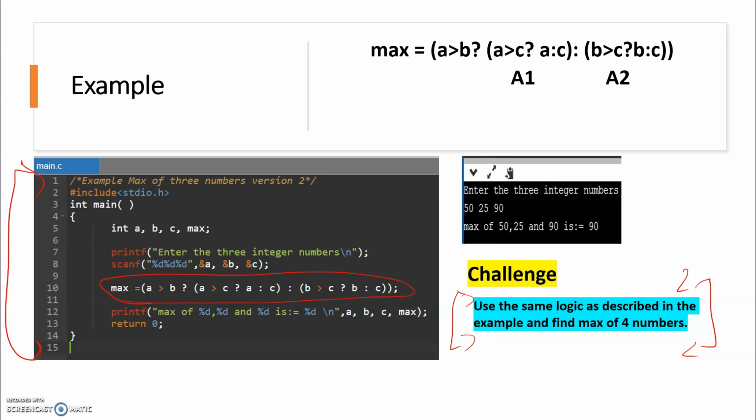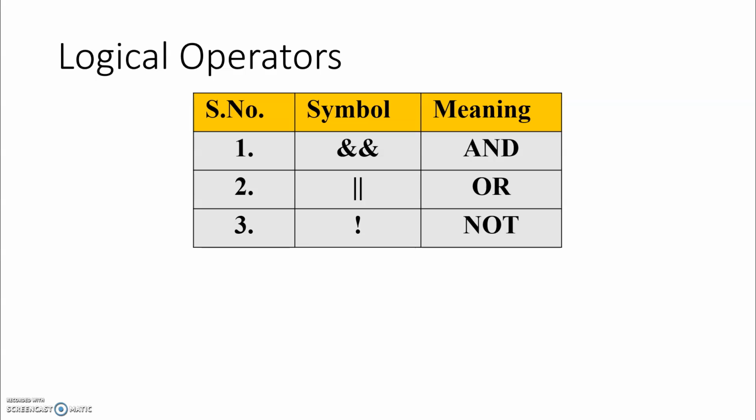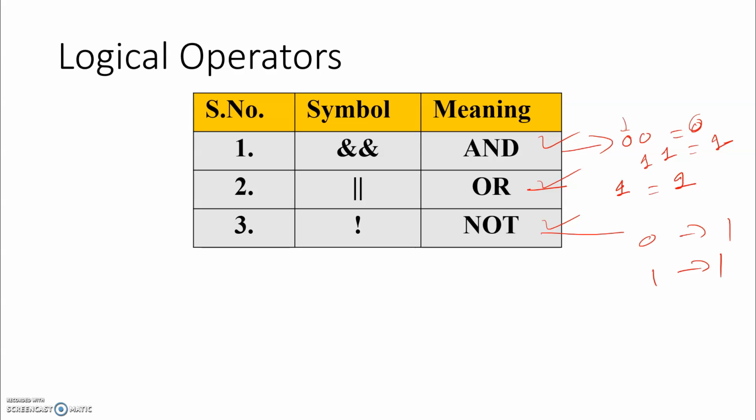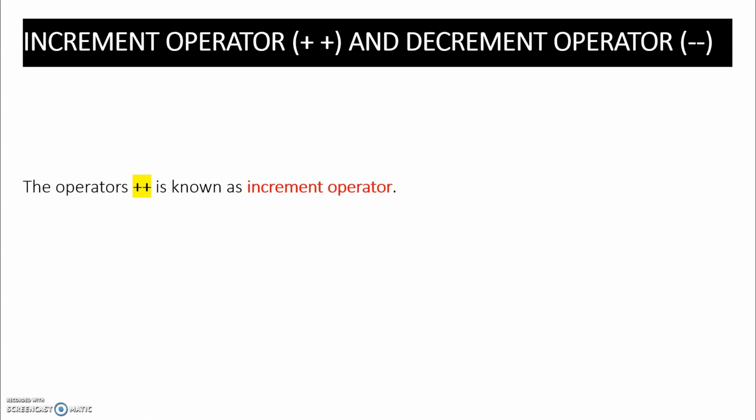The next slide is for the logical operators. C supports 3 different types of logical operators, that is the AND operator, OR operator and NOT operator. For AND, if any of the inputs is 0, the output will be 0. If both inputs are 1, then the output will be 1. In case of OR, if any of the inputs is 1, then the result will be true, that is 1. For NOT, if 0, then 1. If 1, then 0.